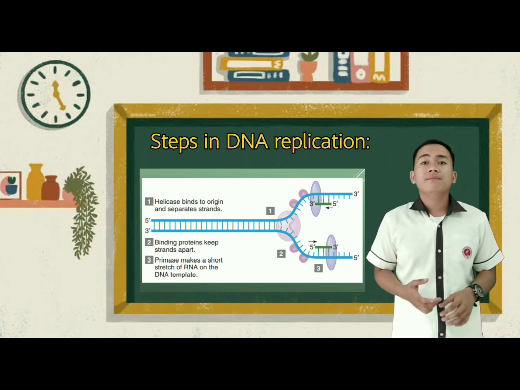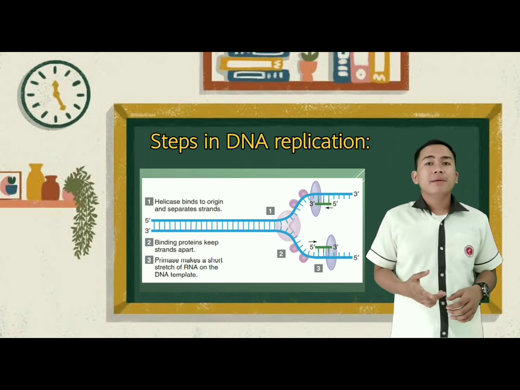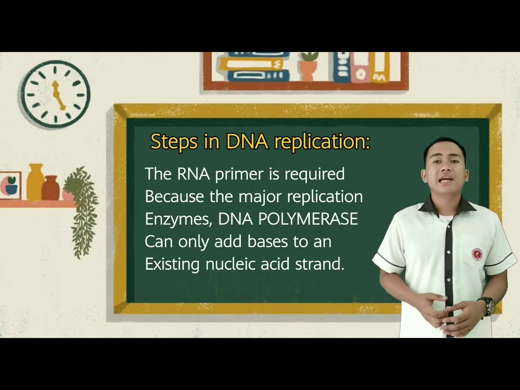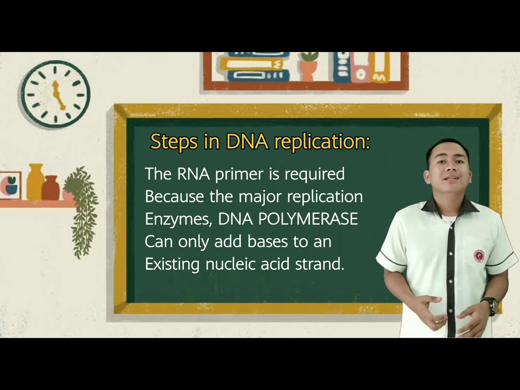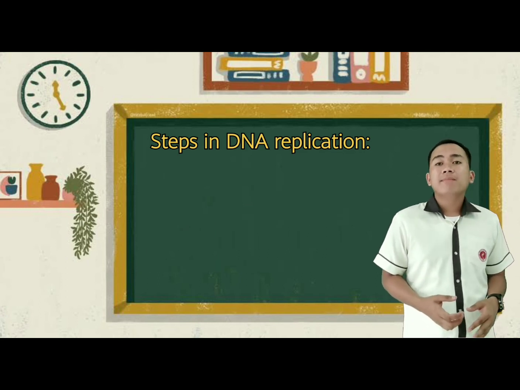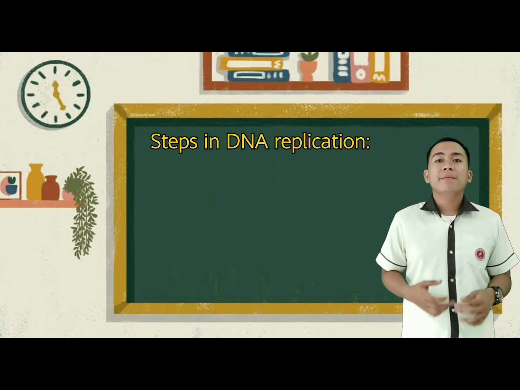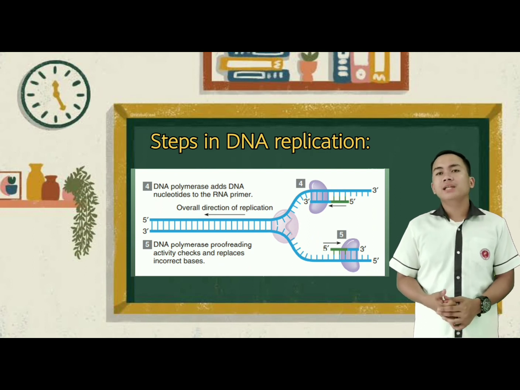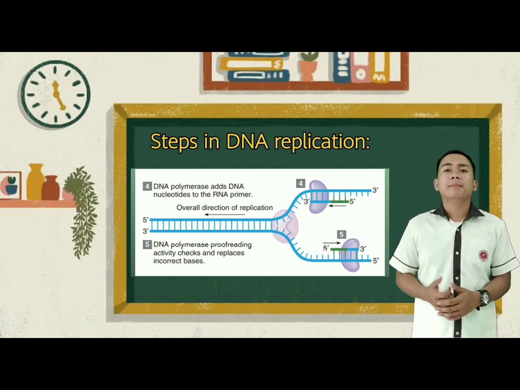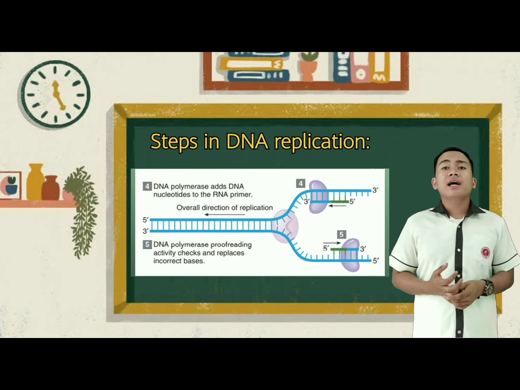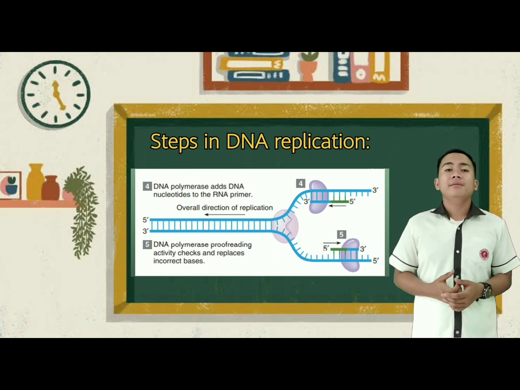to build a short piece of RNA called the RNA primer at the start of the segment of the DNA to be replicated. The RNA primer is required because the major replication enzyme, DNA polymerase or DNAP, can only add bases to an existing nucleic acid strand. A polymerase is an enzyme that builds a polymer, which is a chain of chemical building blocks. Next, the RNA primer attracts DNAP, which brings in DNA nucleotides complementary to the exposed bases of the parental strand. This strand serves as mold or template. The new bases are added one at a time starting at the RNA primer.